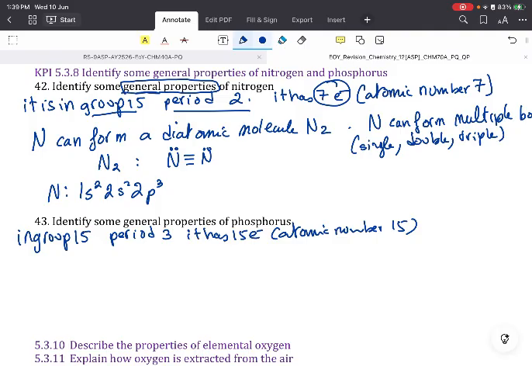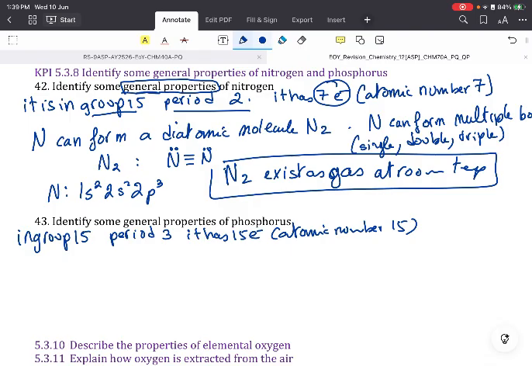Now, it doesn't form a diatomic molecule, so I'm not going to write P2. I forgot to say that nitrogen, in nature, exists as a gas at room temperature. Now let me go back to phosphorus.